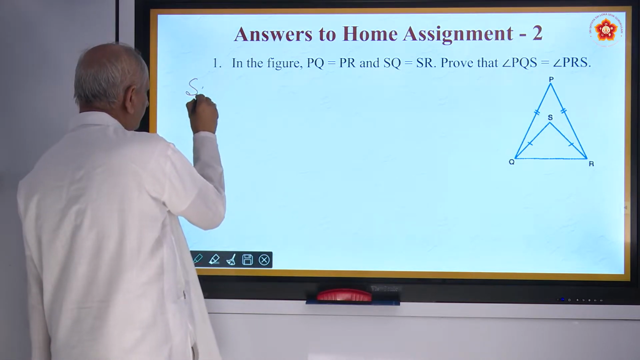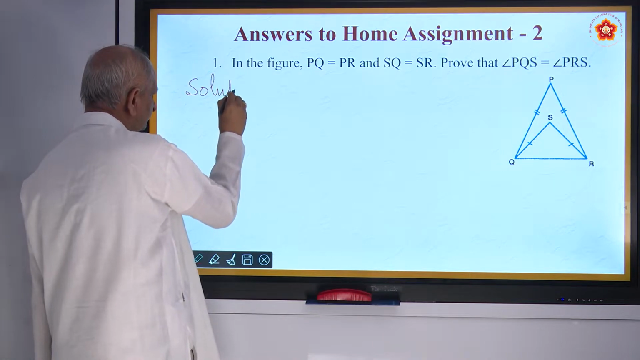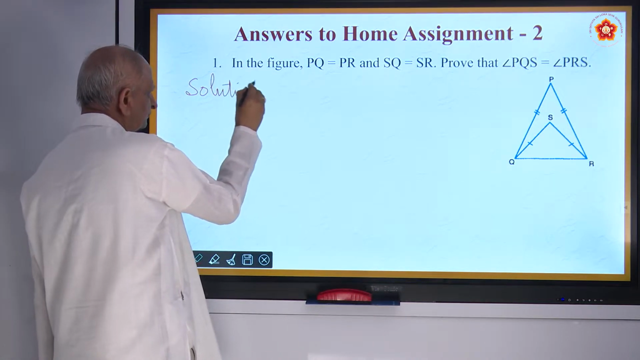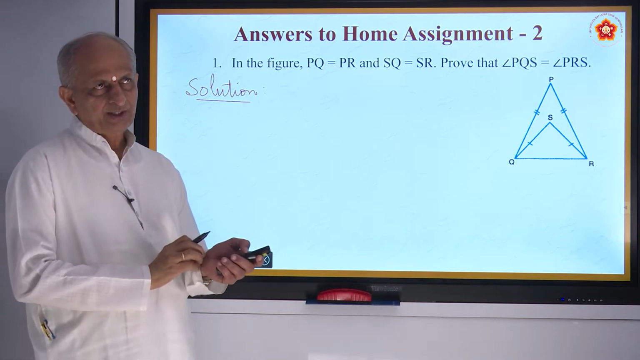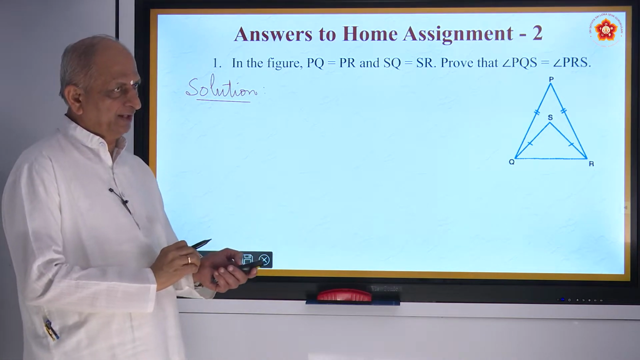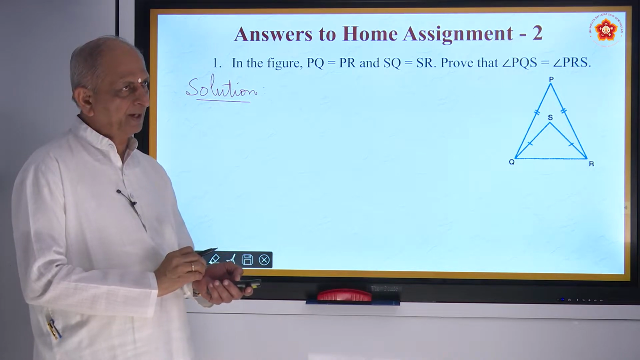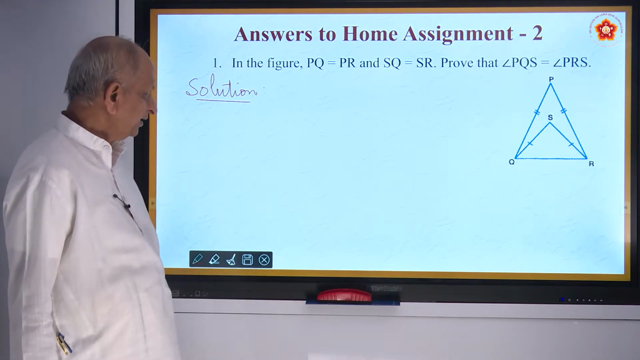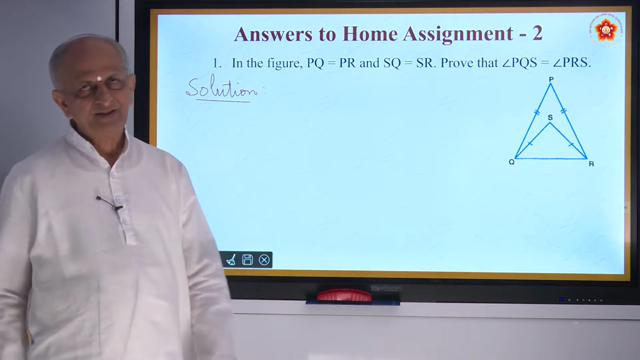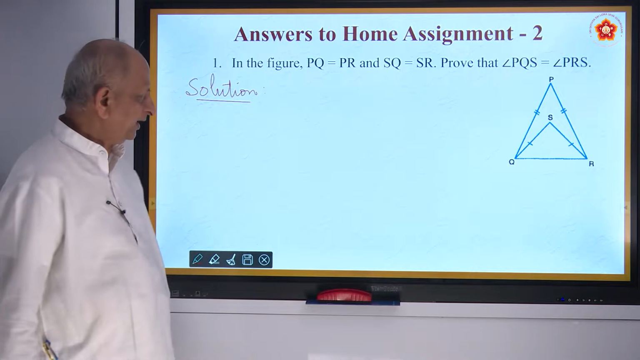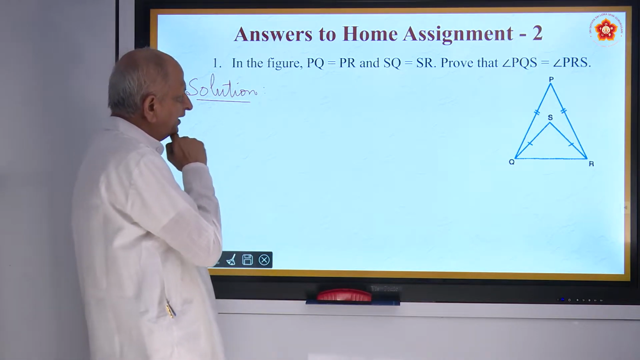So let us try to solve it. So this is called a rider. In the previous class I told you, if the numerical values are given, we call it a problem, and if the identities are to be proved, we call it a rider. Okay. So this is a rider.